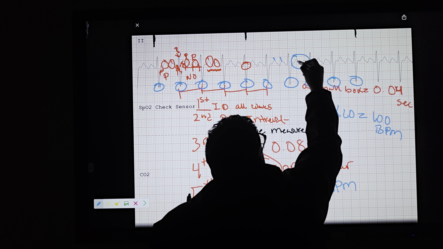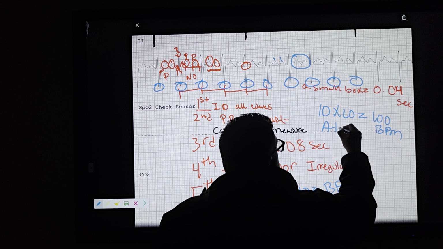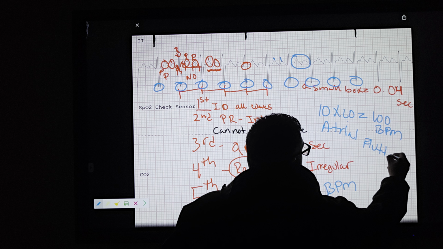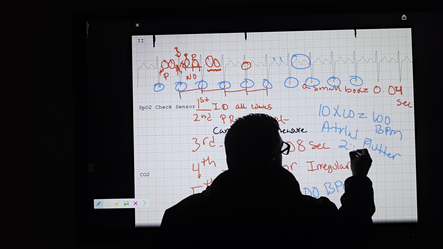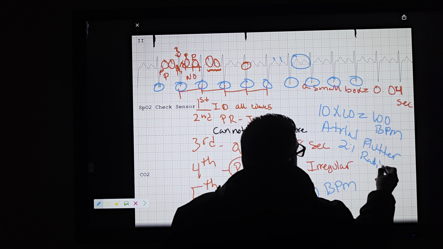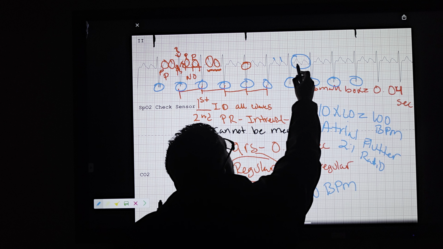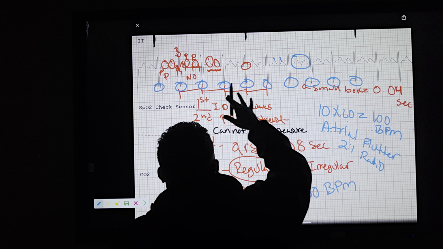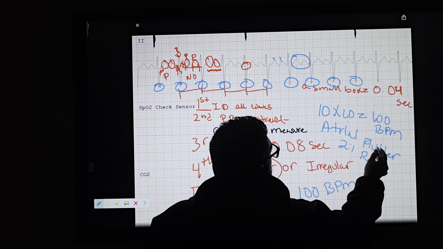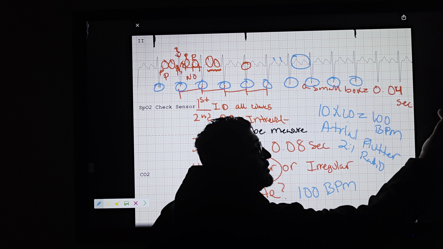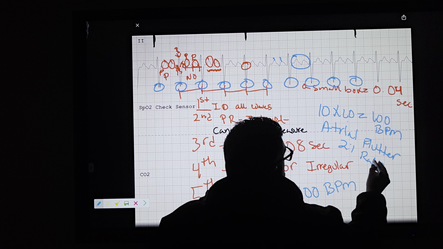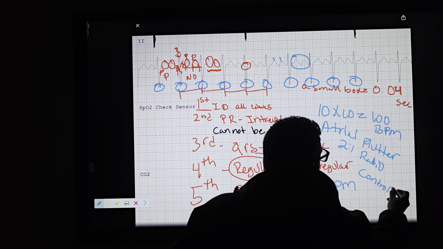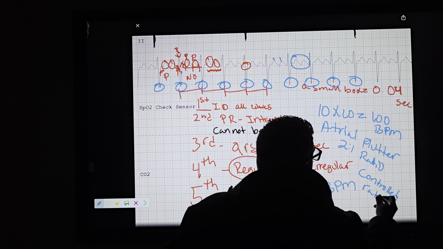The rhythm that we're seeing right here is atrial flutter at a 2-to-1 ratio. Why 2-to-1? Because I have two P waves followed by a QRS. Now the big thing here is I do have atrial flutter and it's not in a regular rate. So it's atrial flutter at a 2-to-1 ratio at a controlled rate.